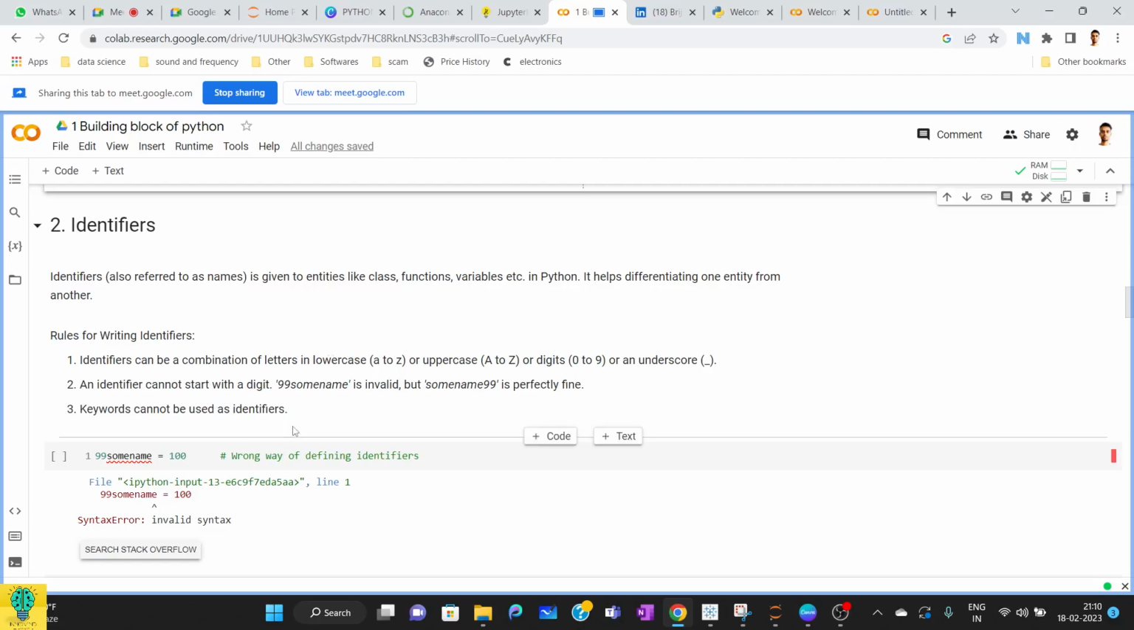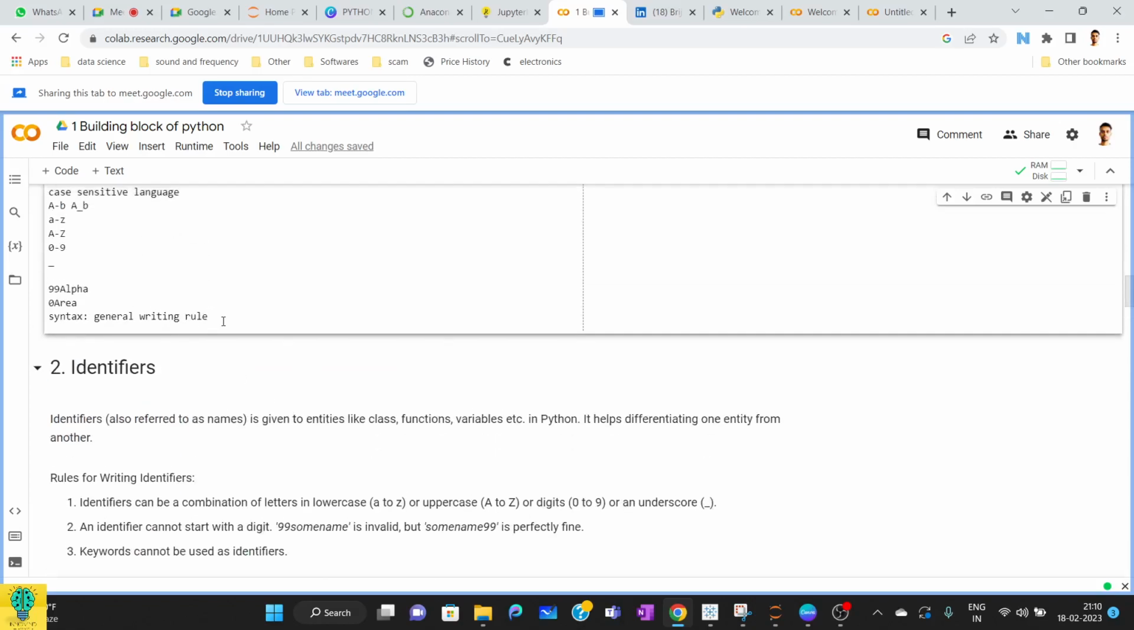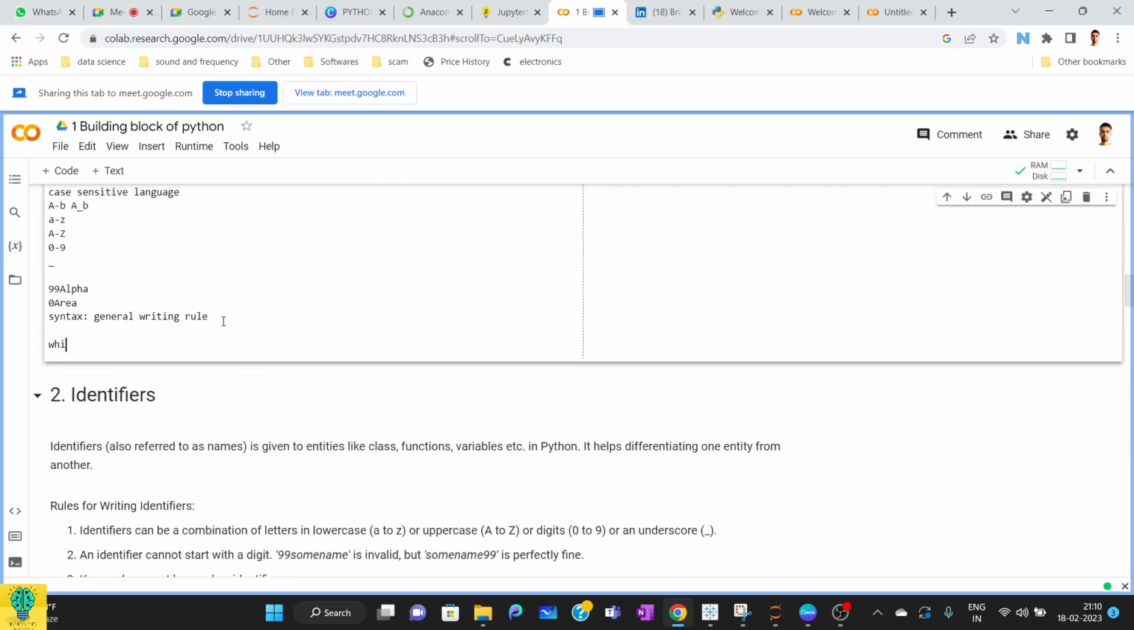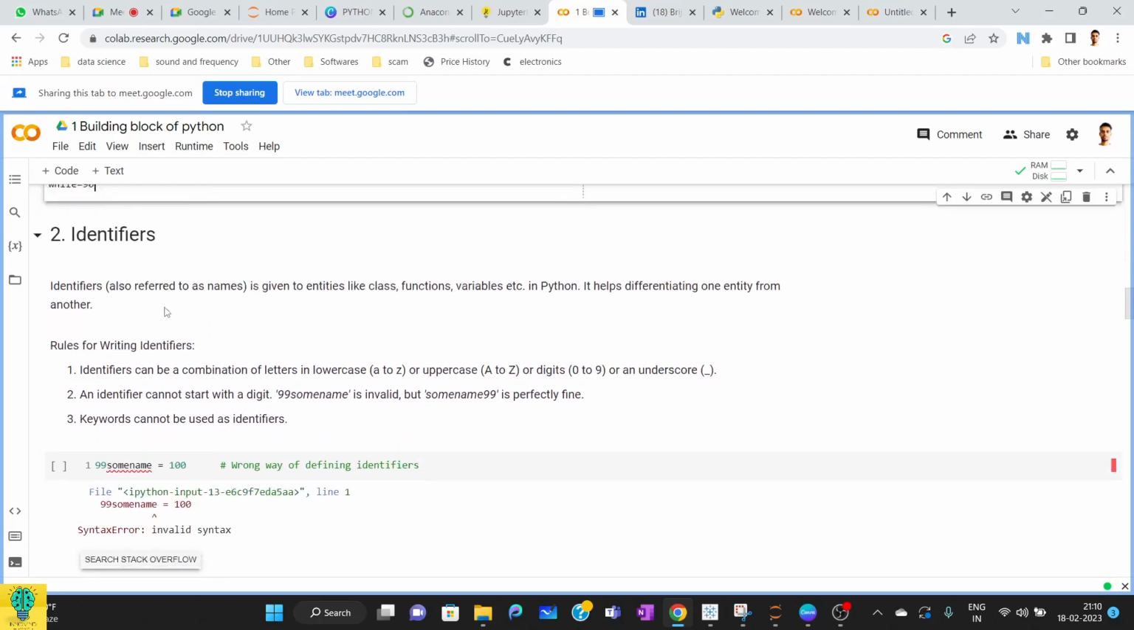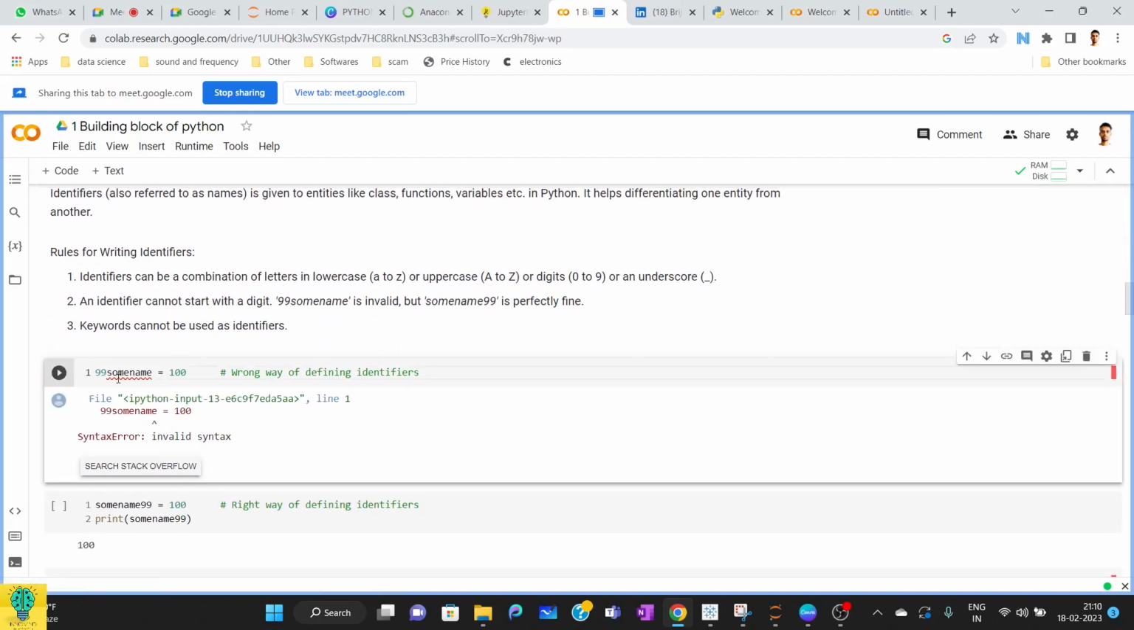And the third one is keywords. You cannot keep identifiers as keywords. My keyword is while. This is a keyword. I cannot say, Python, please, while is equal to 90, meaning I'm assigning this value to be stored in a name referred to as while. We cannot do this. This is going to give us an error because while is a keyword. Let's see here. I have given 99 some name is equal to 100. This is basically a wrong way. We cannot do it that way.